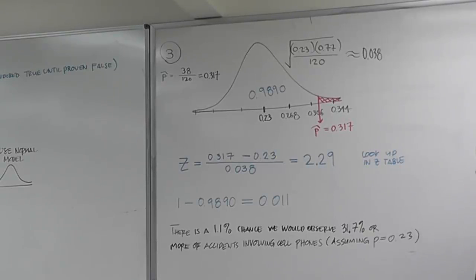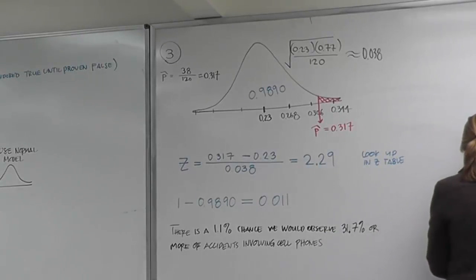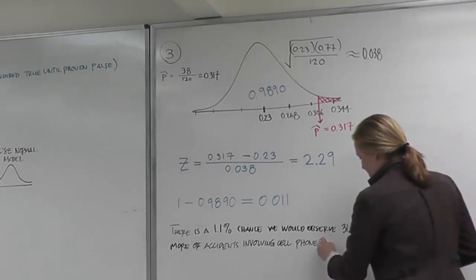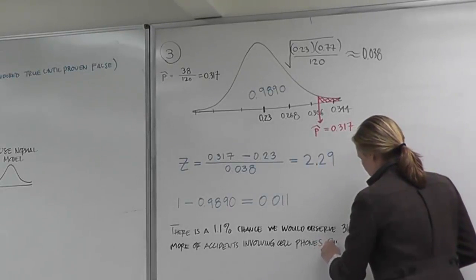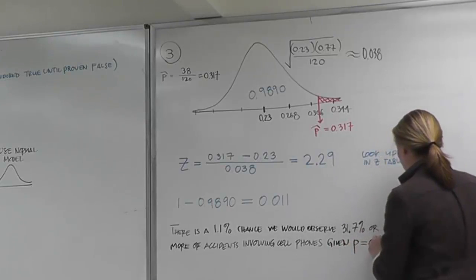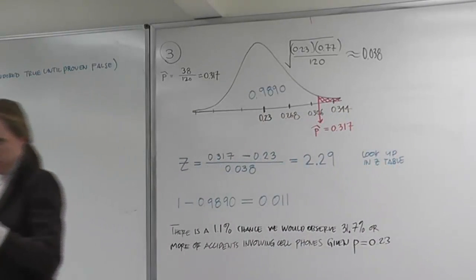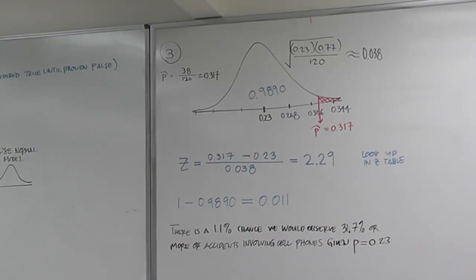A better word than assuming, now that I think about it, would be given. There's a conditional probability here, right? P is equal to 0.23. So all of this has been built under the assumption that the population proportion is 0.23.